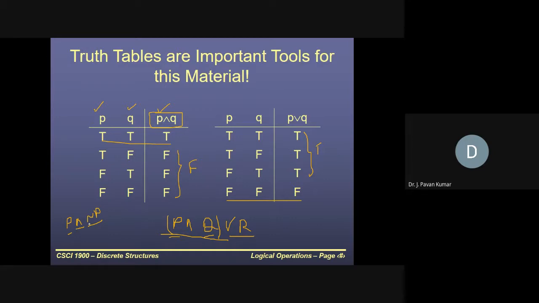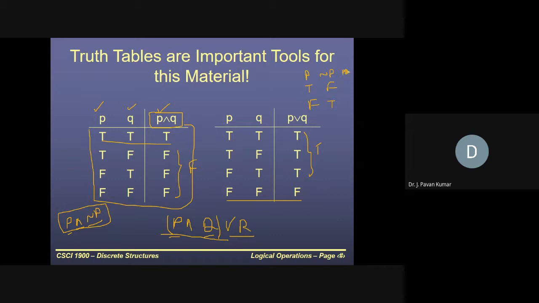So in that particular case, how many entries will be there in the truth table? Like here we have 4 entries, 4 rows. Like that, for P and negation P, how many entries are possible? Suppose P is there, negation P is there. If P is true, then negation P will be false definitely. If P is false, then negation P will be true. Now try to write the truth table for P and negation P.